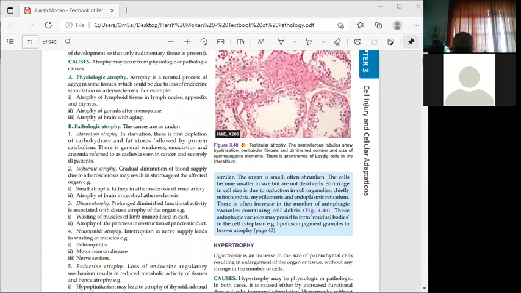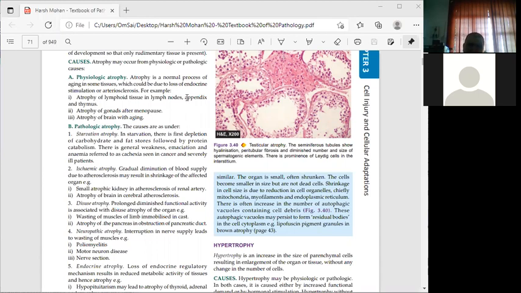Okay, those are the different causes for physiologic atrophy. Atrophy is a normal process of aging in some tissues, which could be due to loss of endocrine stimulation or arteriosclerosis, for example.